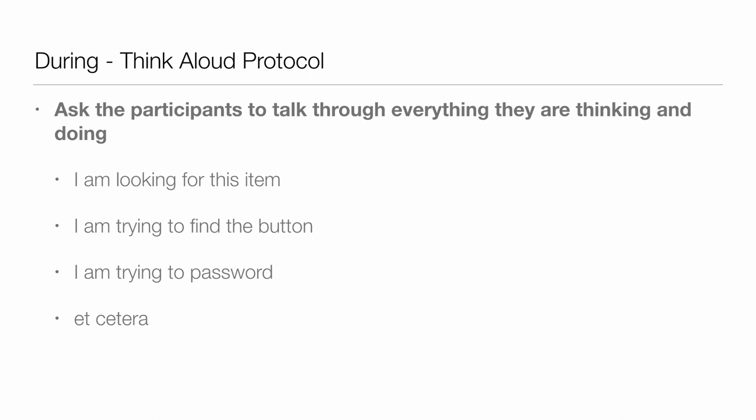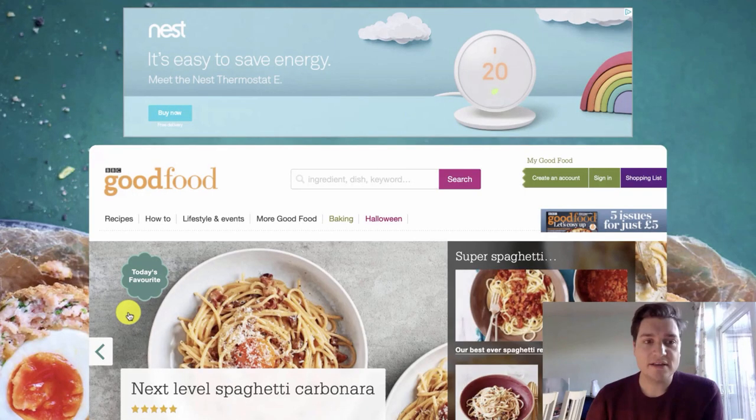During, you would have what's called Think Aloud Protocol. So you video them and record them using the website, and they're talking through what they're thinking, what they want. So I'm looking for this item, I'm trying to find the button, I'm entering the password, etc. Very simple, thinking aloud. Now I'm going to show you a very quick video of me using that to look at a good food website.